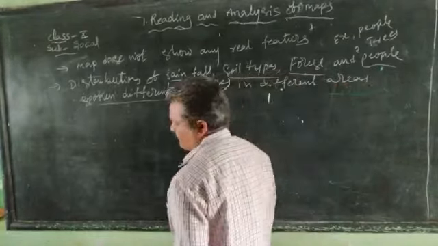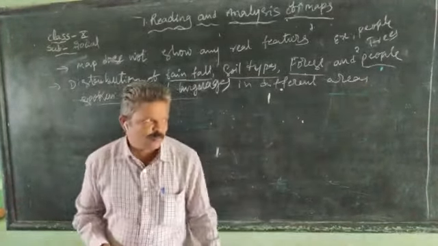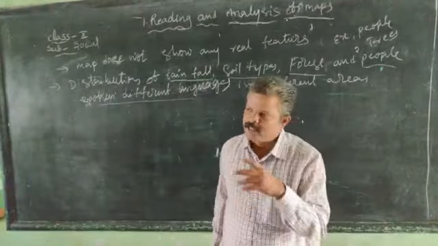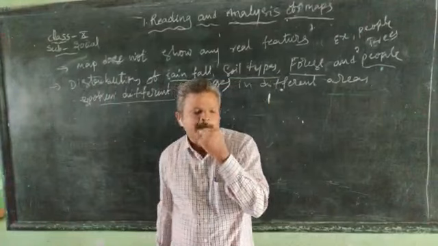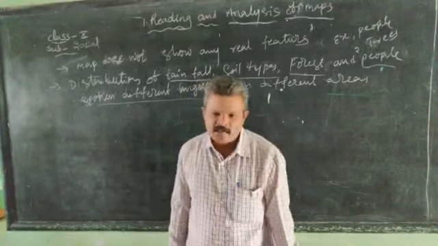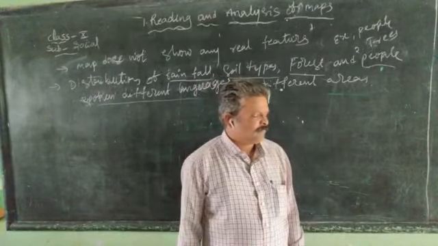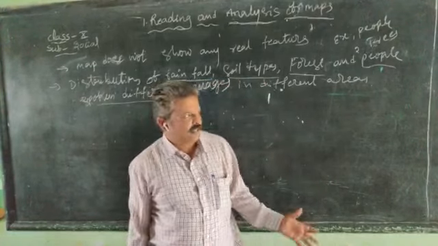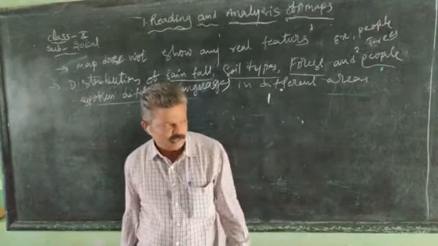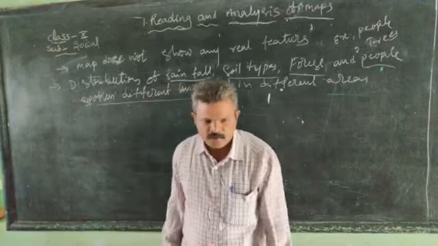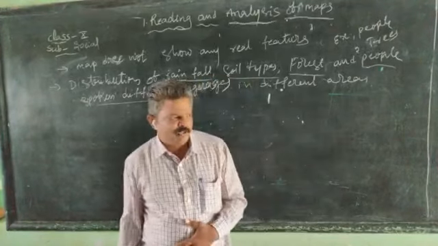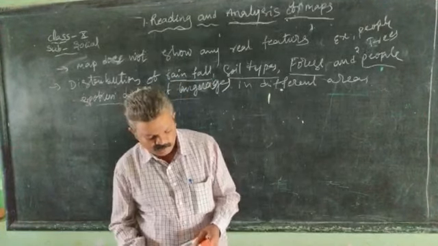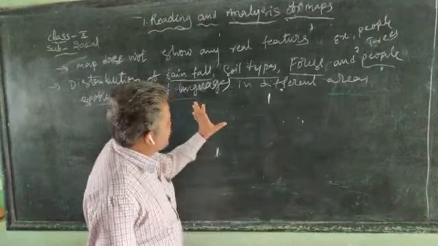For example, if we go to North India, most of the people speak Hindi. When we come to South India, region-wise, in Andhra Pradesh they speak Telugu. Telangana speaks Telugu. If we go to Tamil Nadu, they speak Tamil. So like that the map makers mention these.